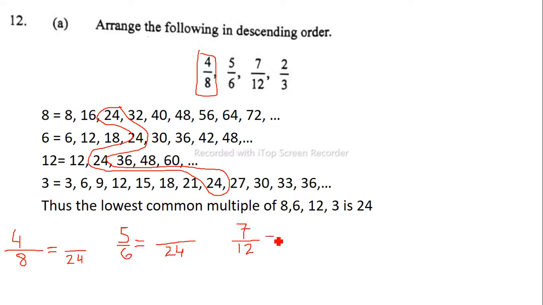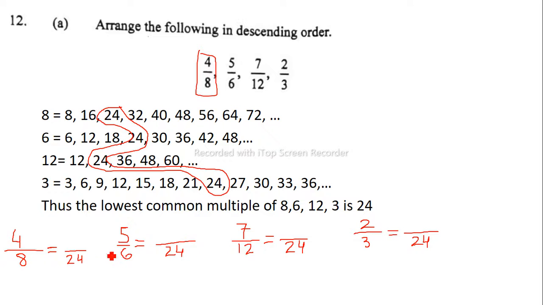We know that the bottom number is going to be equal to 24. Then we have 2 over 3. We know that the bottom number is going to be equal to 24.